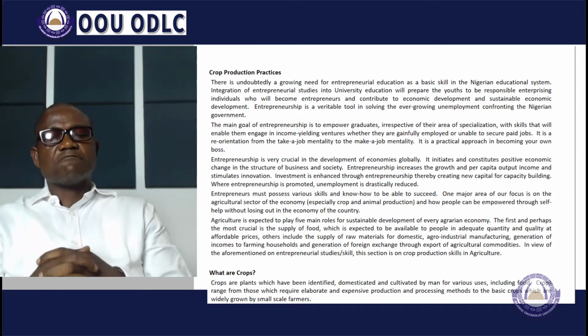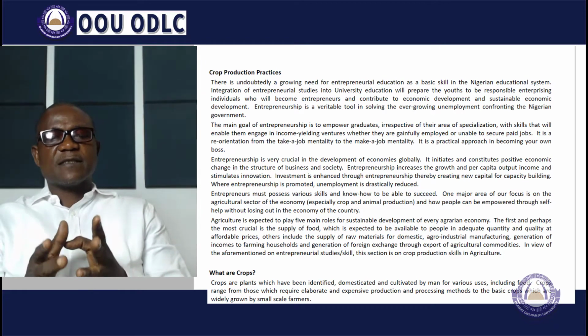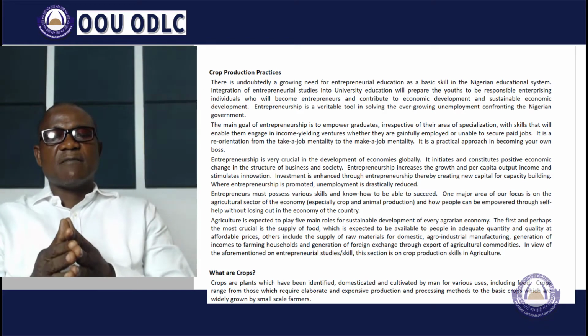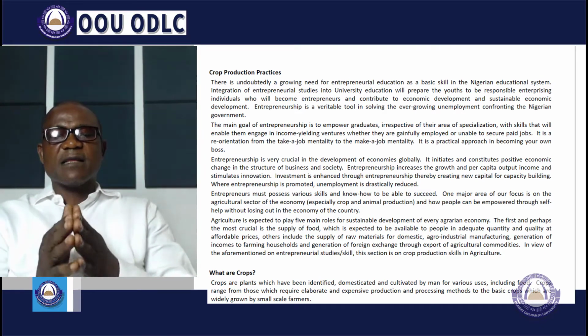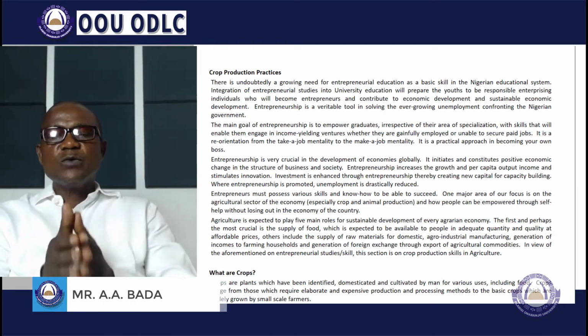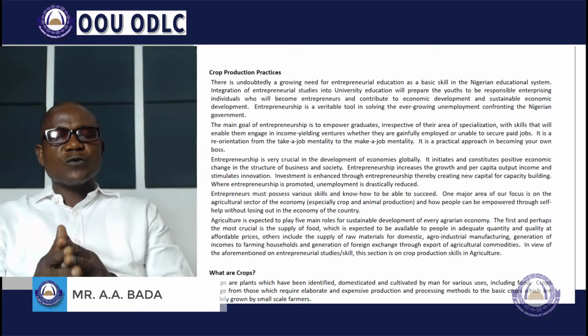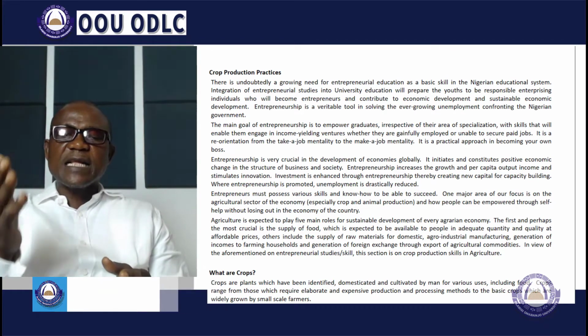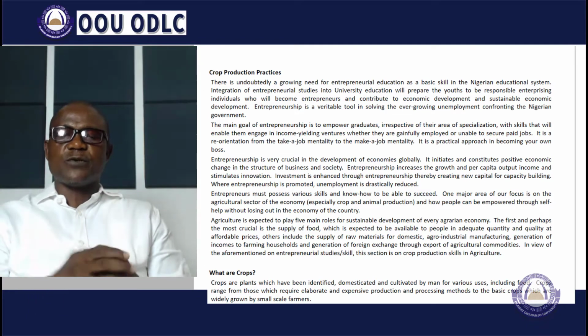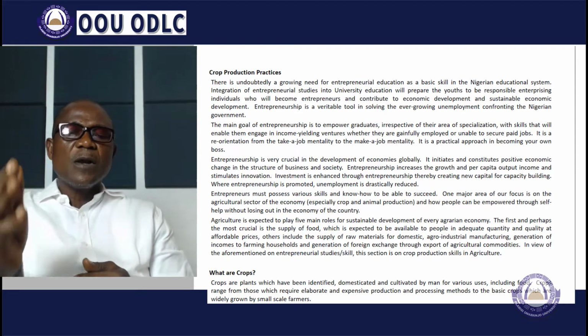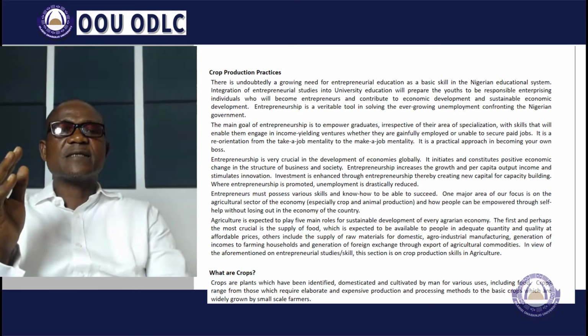What are crops? Crops are plants which have been identified, domesticated, and cultivated by man for various uses, including food. Crops range from those which require elaborate and expensive production and processing methods to the basic crops, which are widely grown by small-scale farmers.